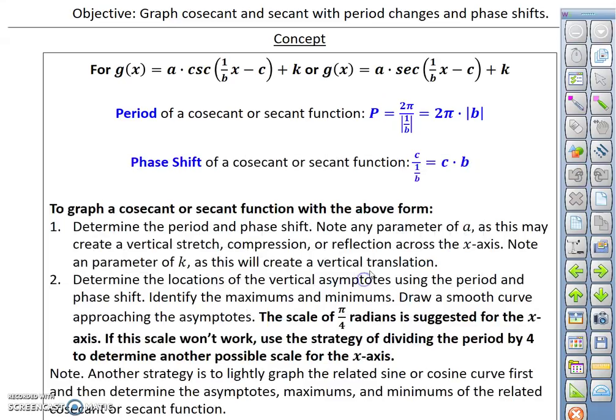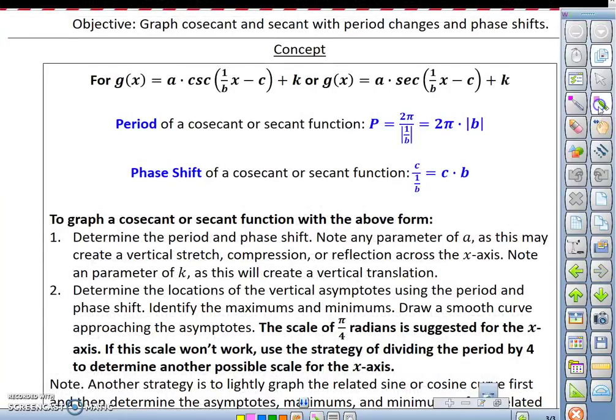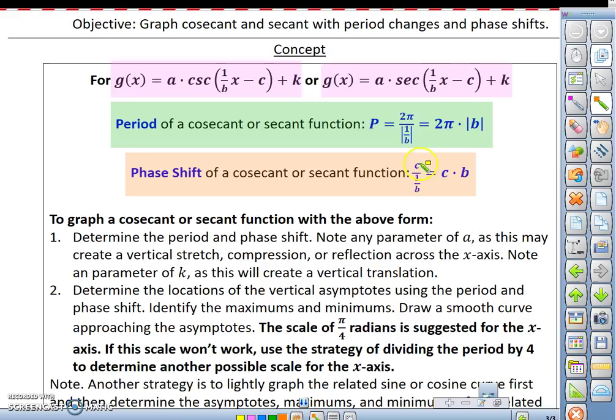All right, let's take a look at what we have to do to graph. So here we're looking at the structure of our cosecant function and our secant function with all of the parameters in place. The period of a cosecant or secant function is calculated the same way as it is for sine or cosine because they are reciprocals of one another. So we have our 2 pi radians, which is our period for the parent function, divided by the positive value of our 1 over b parameter. And then we have our phase shift, which again is done the same for all trigonometric functions, c divided by our 1 over b parameter.